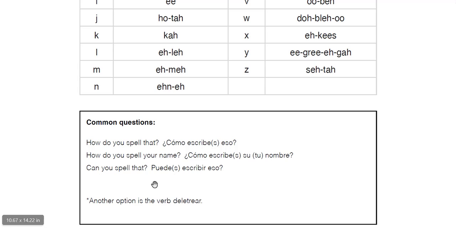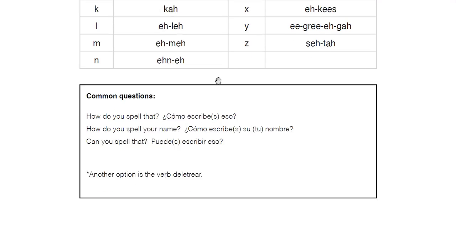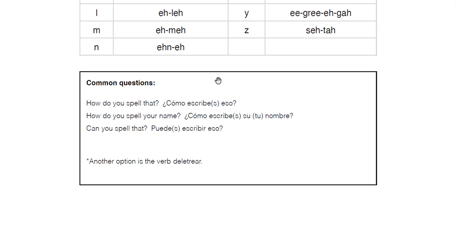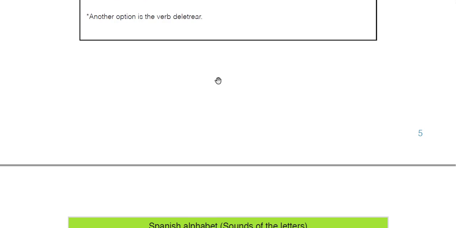And finally, can you spell that? ¿Puede escribir eso? Or ¿puedes escribir eso? So these are common, good questions to know. This is all information from your book. So if you download or access the book from the class, you'll see this information. We'll do some activities where we practice spelling.